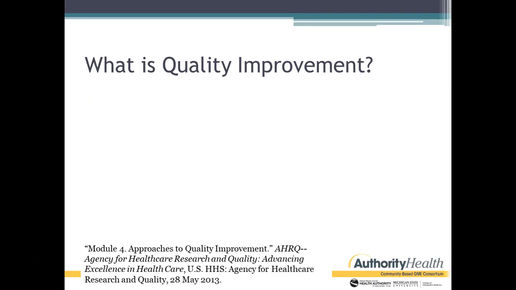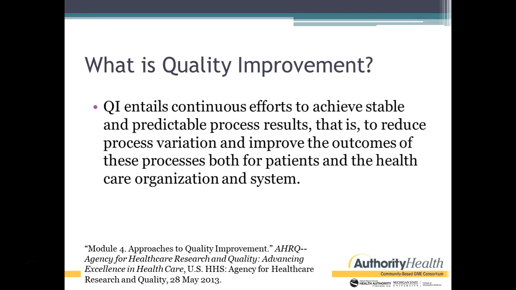We'll go through this. Here's the definition by the AHRQ report. Quality improvement entails continuous efforts to achieve stable and predictable process results. That is, to reduce process variation and improve the outcomes of these processes, both for patients and the healthcare organization and system. Another very wordy definition, but process variation. I know a lot of residents are like, whoa, what does that mean? But if you think about it, a process is just a set of steps in order to achieve a means, right, to the end.